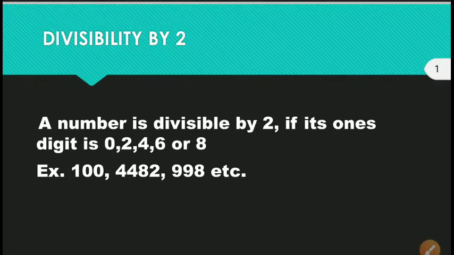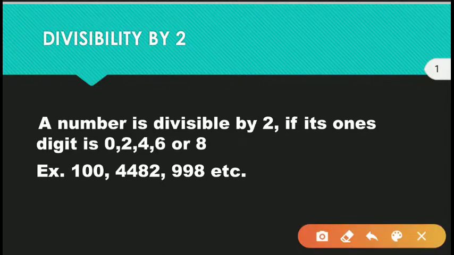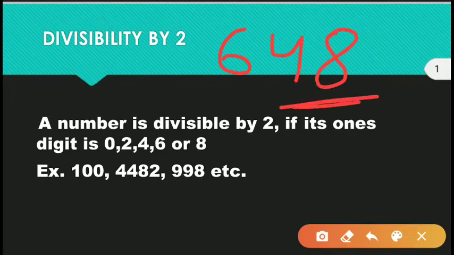When you studied even numbers in class 3rd or 4th, what did you learn there? You learned that if you write, suppose, 648, if the ones digit is 2, 4, 6, 8 or 0, we consider the whole number as an even number. Or if the number is completely divisible by 2, we consider the number as an even number.